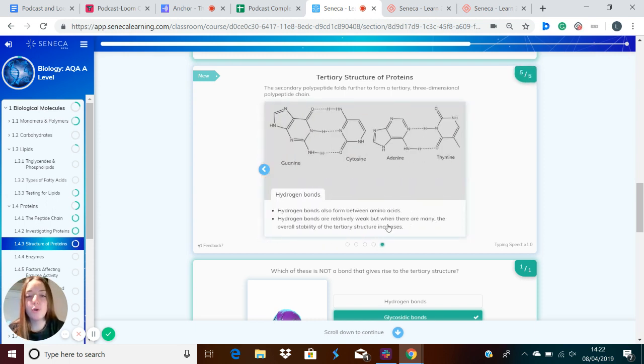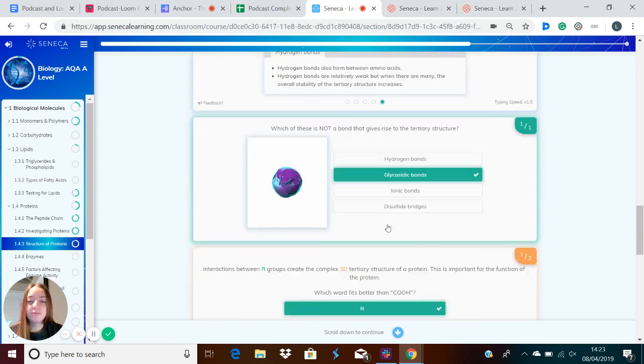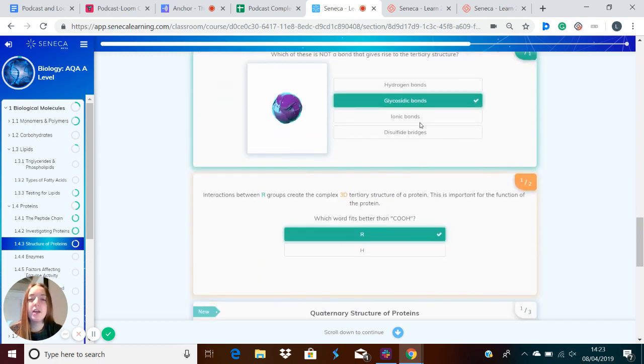Hydrogen bonds also form between amino acids. These are relatively weak bonds, but when there are loads of them, the overall stability of the tertiary structure increases quite a lot. So even though an individual hydrogen bond is really weak, if you put all those together, it can have a massive effect. It's like in humans, small individual actions together can add up to create a big change. Similar in bonding. So in a tertiary structure, you might get hydrogen bonds, you might get ionic bonds, and you also might get disulfide bridges.